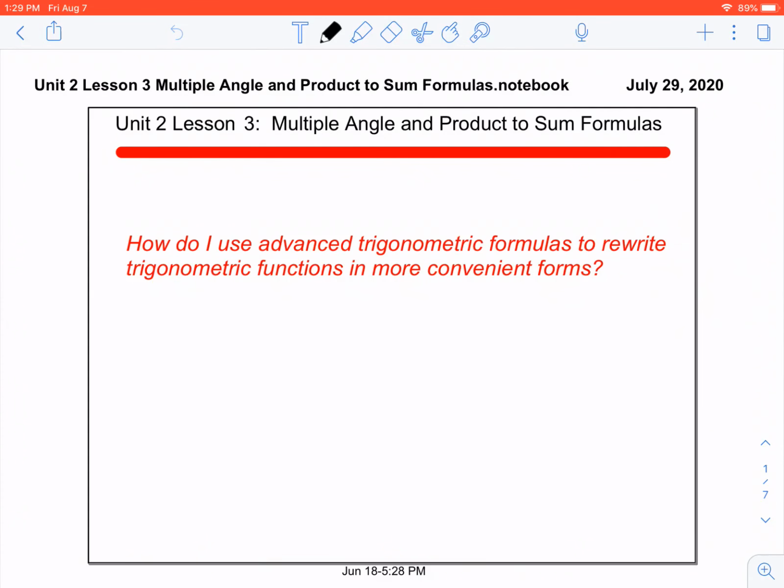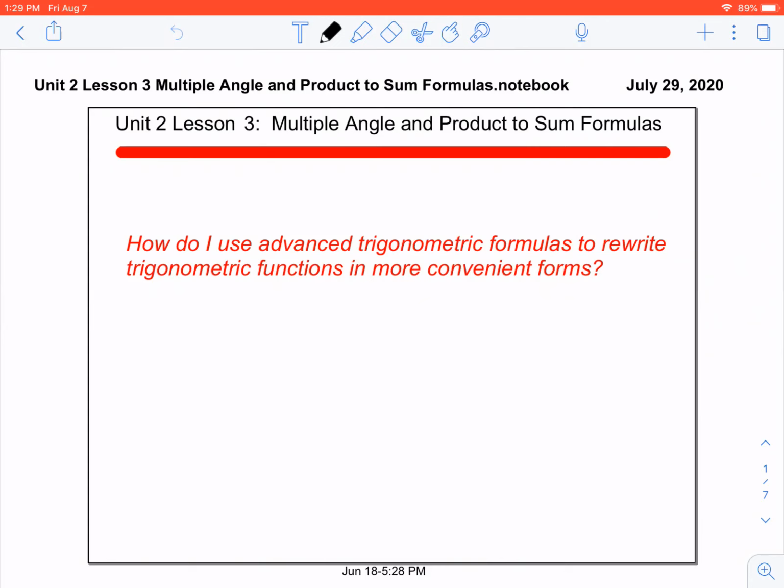Hello friends, welcome to our first video in multiple angle and product to sum formulas. And I know that you're looking forward to this. This is so exciting because we're going to talk about proofs. But I do think they're algebraic. They're not nearly as geometric, or they're pretty intuitive.